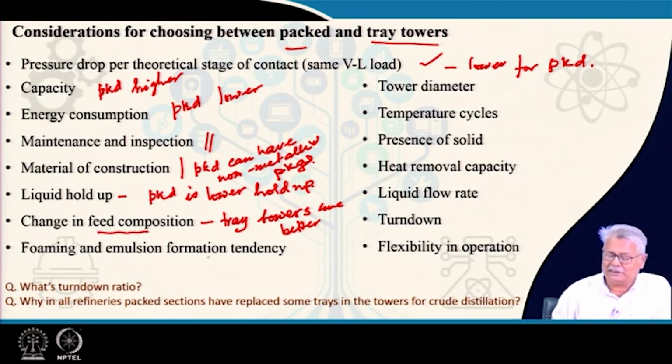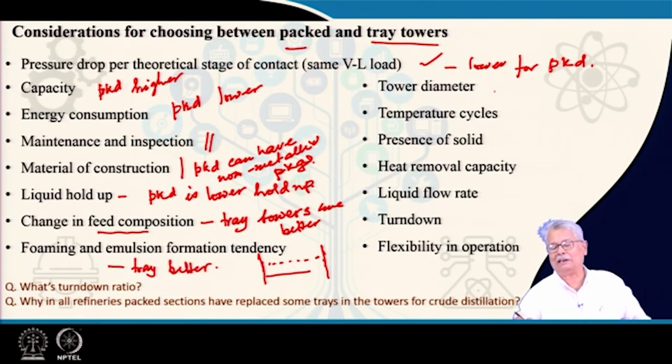Regarding the foaming and emulsion formation tendency, it is obvious. If you look at the construction of the tower, the foam breaks in the clear space. So, almost the entire tower section will be available for breaking of the foam. So, quite naturally, for this purpose I can always say tray towers are better.